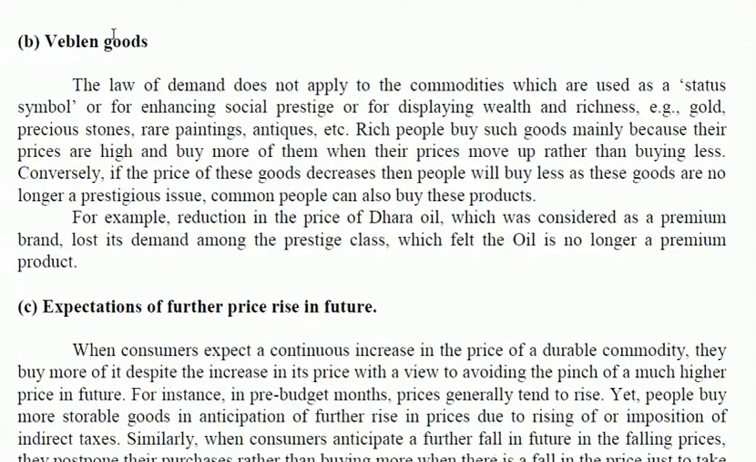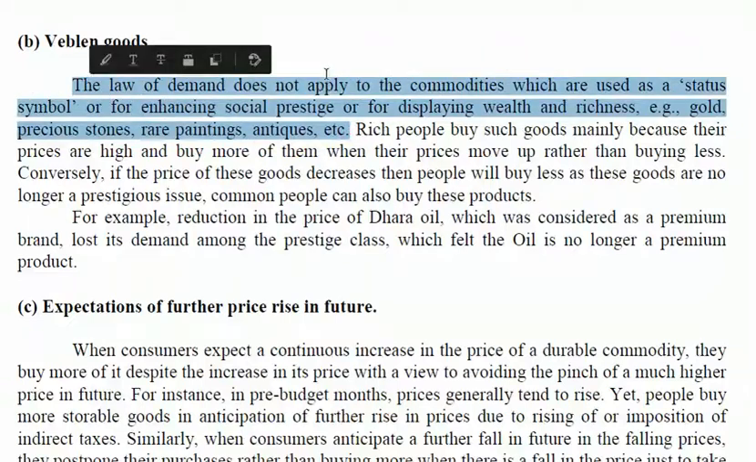Second is about Veblen goods. Veblen goods again will not follow the law of demand, because they are a kind of status symbol. The law of demand does not apply to commodities which are used as status symbols, or for enhancing social prestige, or for displaying wealth and richness. Example: gold, precious stones, rare paintings, antiques, etc. Okay, so this is what it is about.